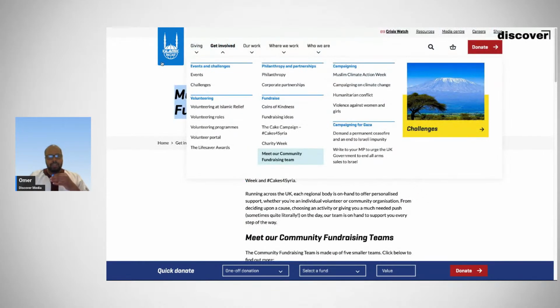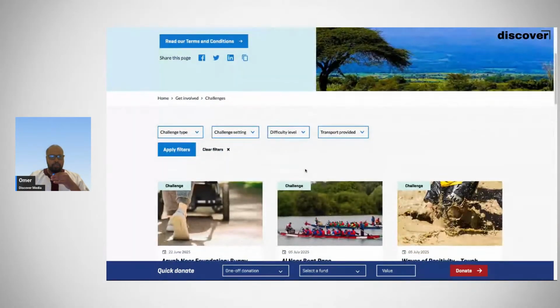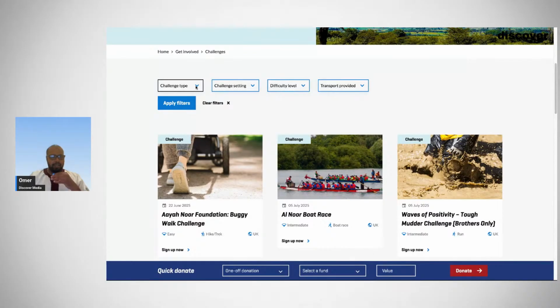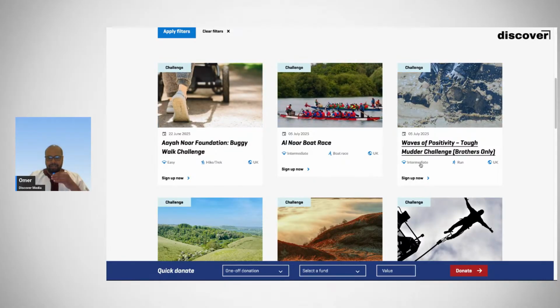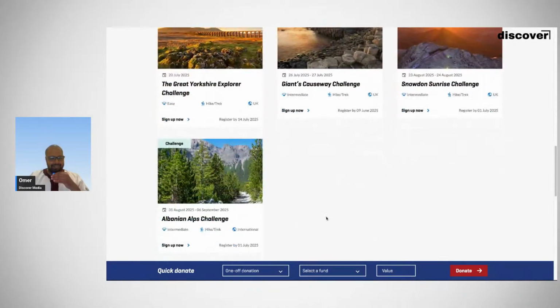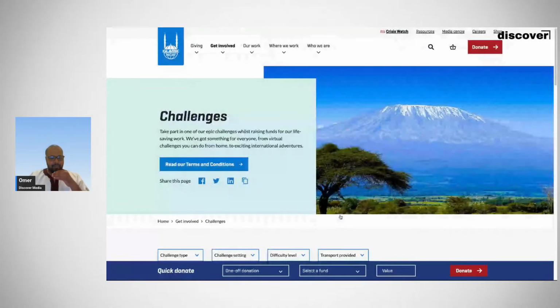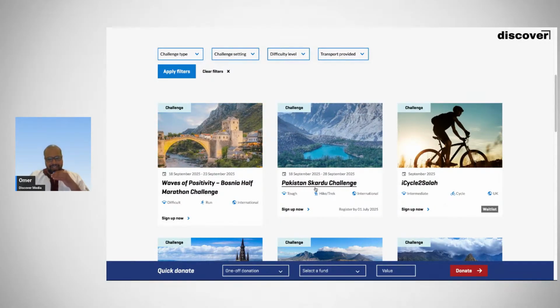So when I go to challenges, I want to get involved. What do you have in place? Look at that, I can filter by what I'm into. Let's say I want to run. It tells me, is it easy? Actually, I want something hard. No, they don't have anything hard. Intermediate, easy, easy, easy. I don't think they're going to say the word hard, are they? Difficult. Tough. Yeah, I'm tough. Cool. Let's do the Pakistan thing.